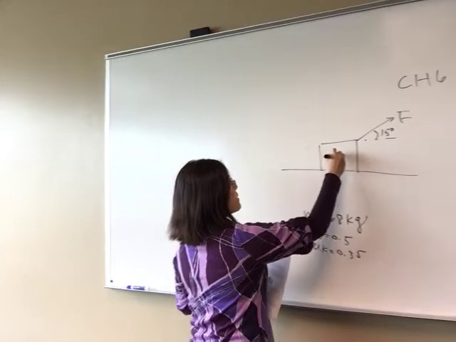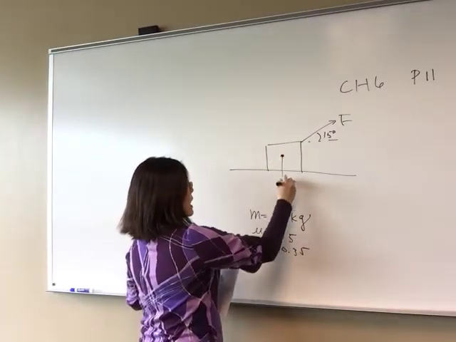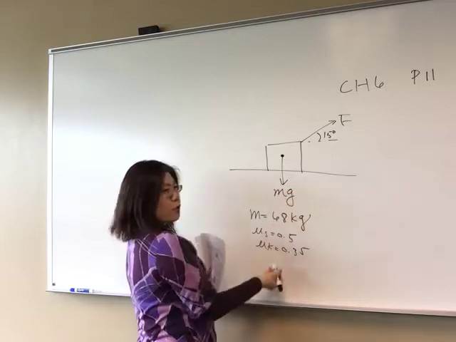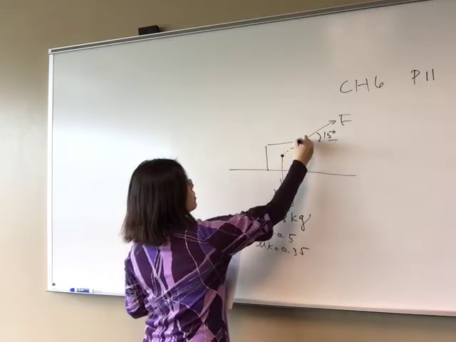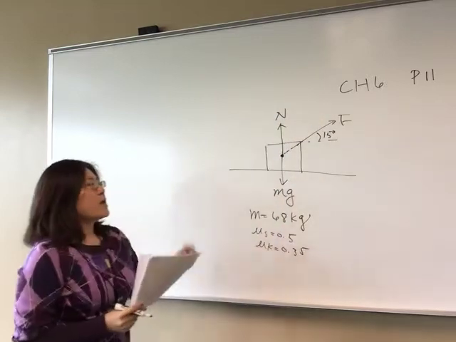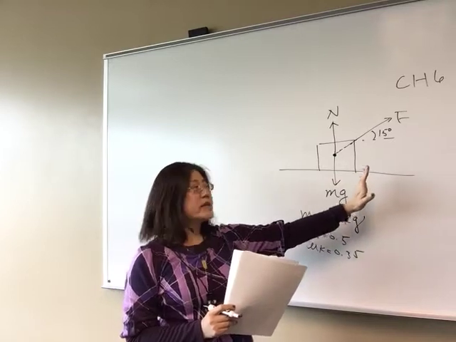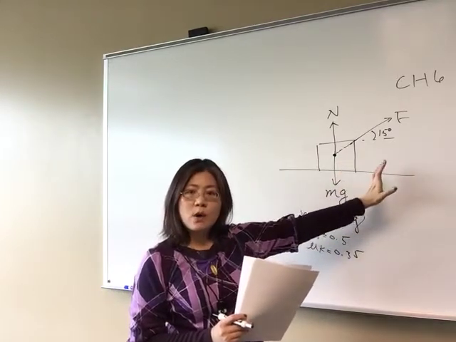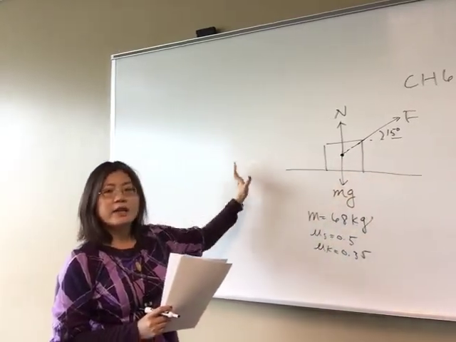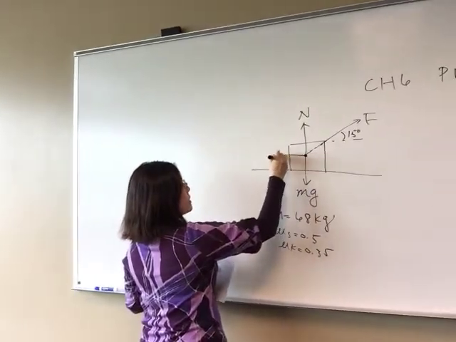Okay, so I'm going to take the star as the center of the block. It experiences gravitational force, and there's an external force, and there's a normal force. The attempted motion is rightward, which means that the friction force has to be in the opposite direction. So you have the friction force that is leftward.